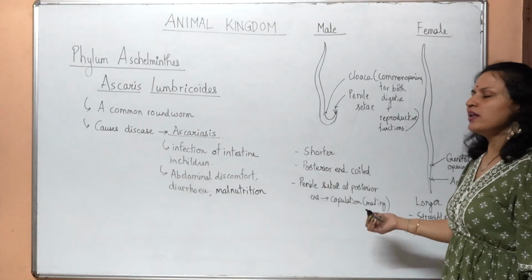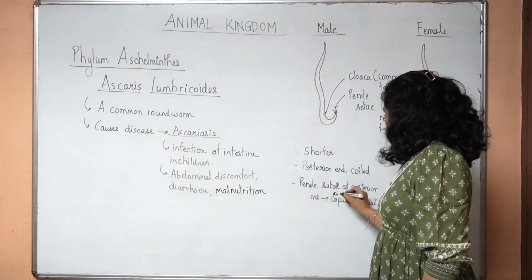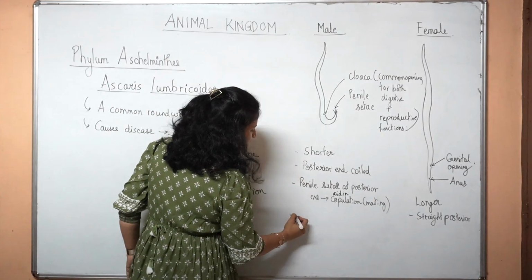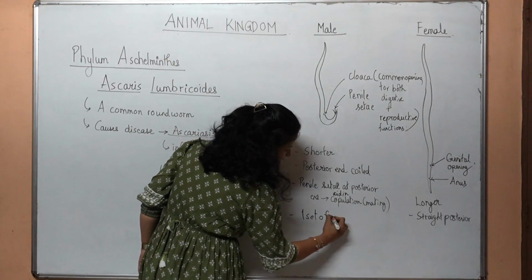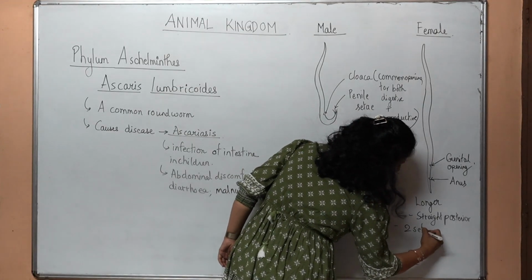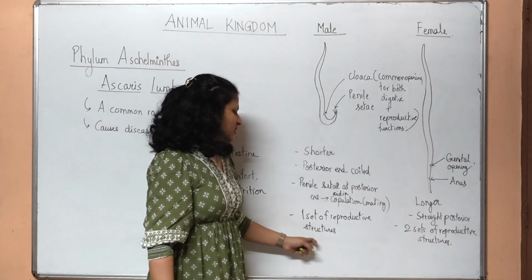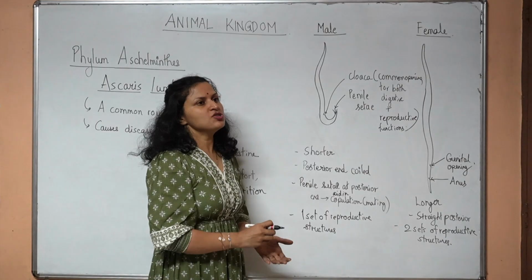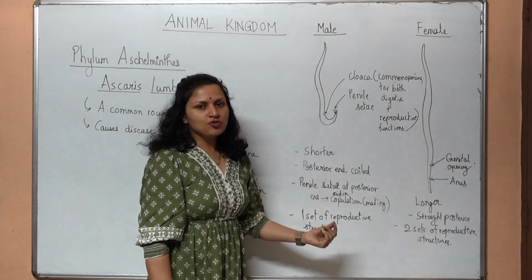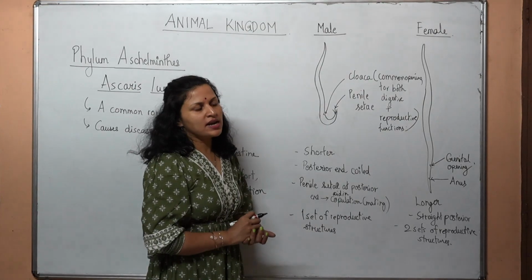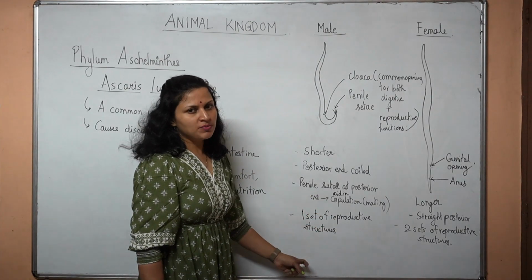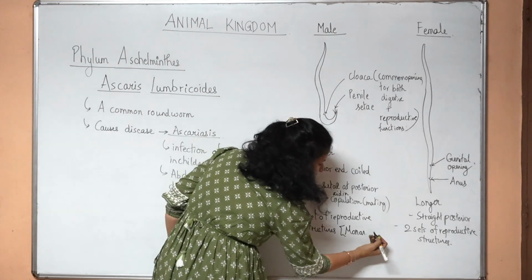Penile setae will aid in copulation, to hold the female in place. The male is said to have just one set of reproductive structures, and the female is said to have two sets. The male will have just one pair of testes, one pair of glands or tubes. It helps in reduction of its size, and it has more evolutionary advantage to have just one set of reproductive structures. This feature is called monorchic.